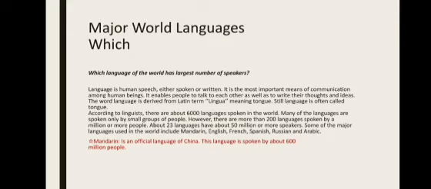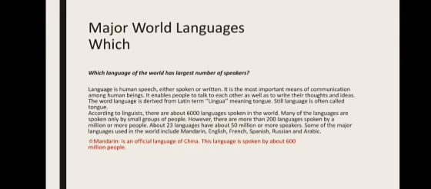Language is human speech, either spoken or written. It's the most important means of communication among human beings. It enables people to talk to each other as well as to write their thoughts and ideas. The word language is derived from the Latin term lingua, meaning tongue. Still, language is often called tongue.